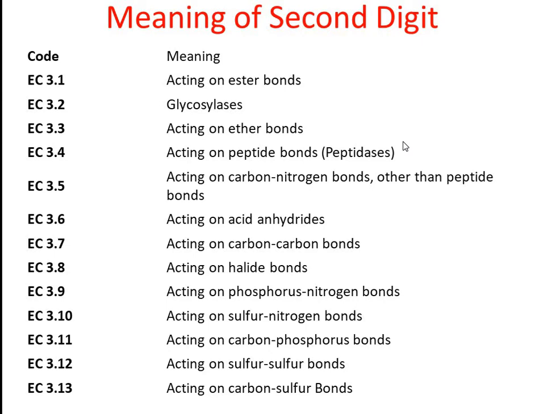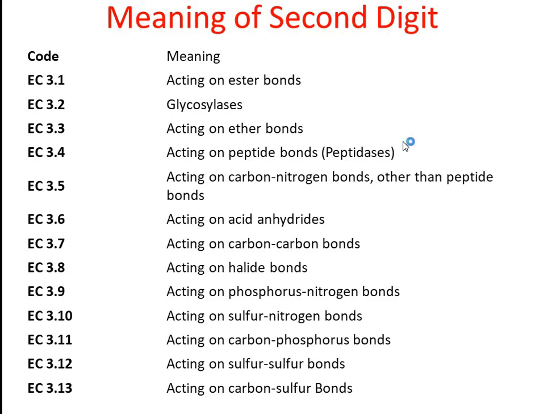So the second digit in this third class indicates the type of bond hydrolyzed. For example, if the second digit is 1, it indicates that the bond hydrolyzed will be ester bonds. If it is 2, then it indicates that the bond hydrolyzed will be glycosidic bond, which links two carbohydrate units. If it is 3, then the bond hydrolyzed is ether bond. If it is 4, then the bond will be peptide bond. Such enzymes are often called peptidases. If the second digit is 5, then it is the carbon nitrogen bond other than the peptide bonds.